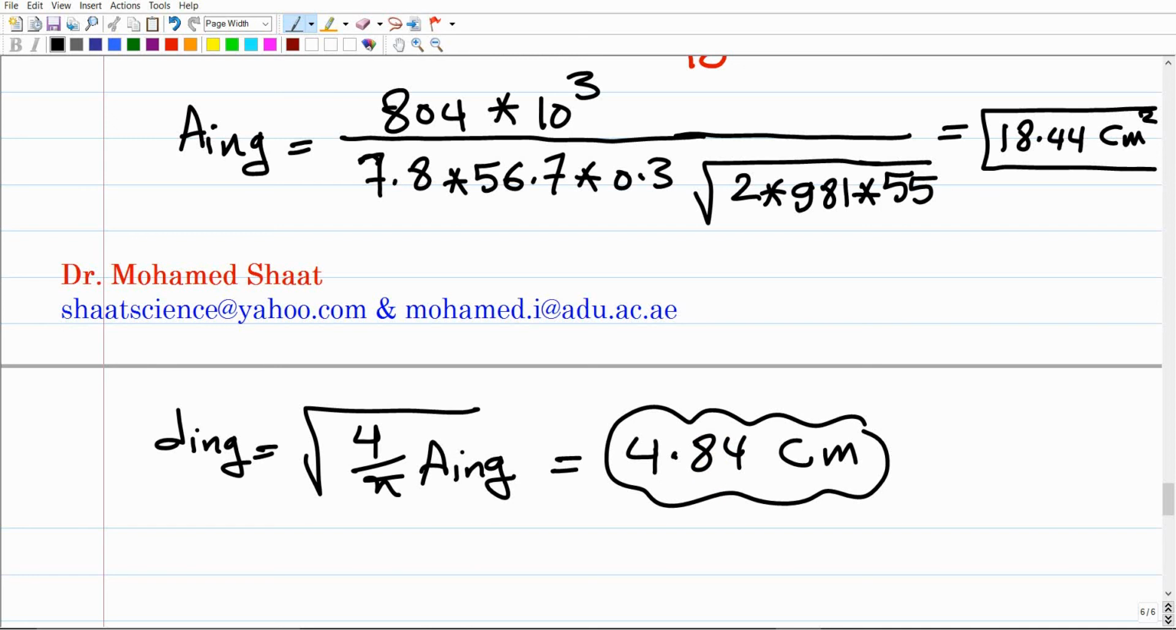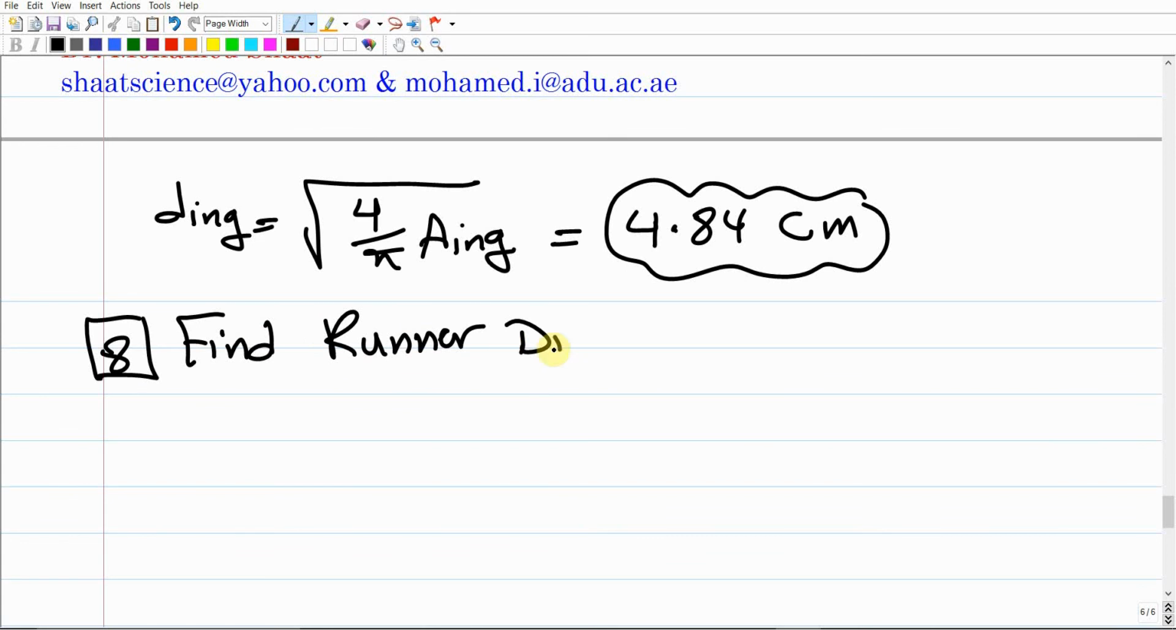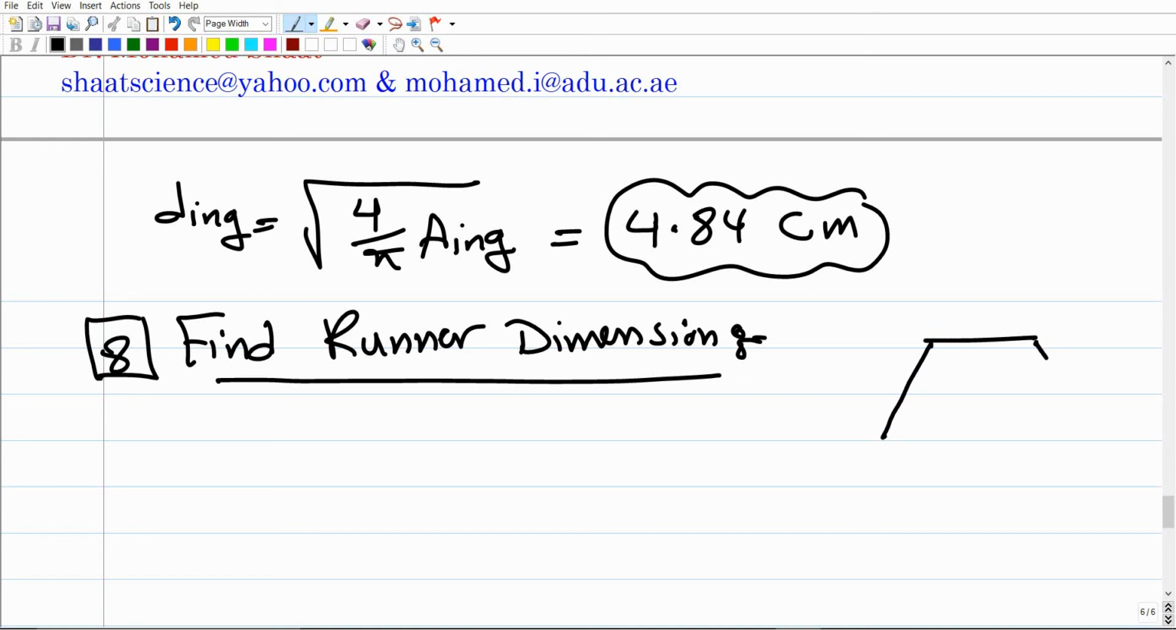Make sense? Then the next step is just to calculate the runner dimensions, and this is gonna be step 8. Find or calculate the runner dimensions. We said that the runner, according to the standard, should have a trapezoidal shape in this way. So it should be of this form, has a big width, and there is a small width on the top, and there is a certain height, right?